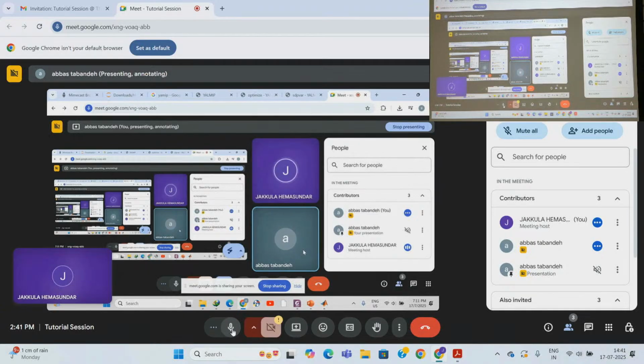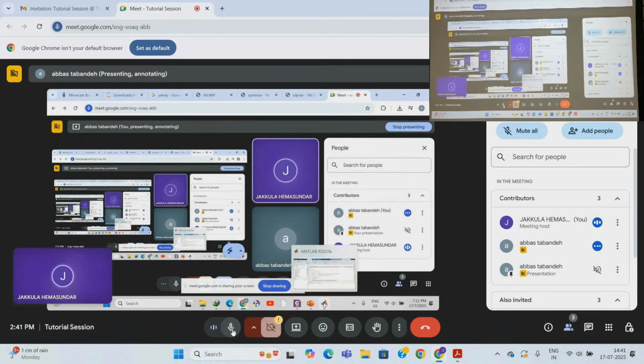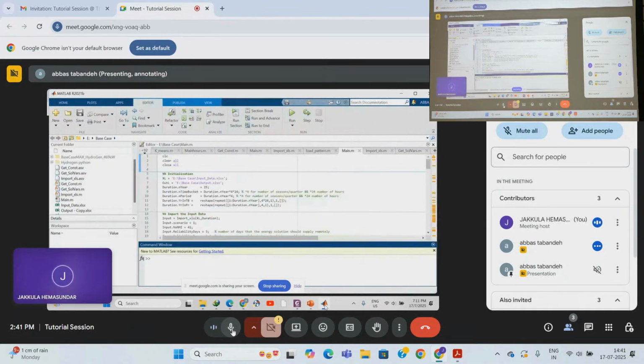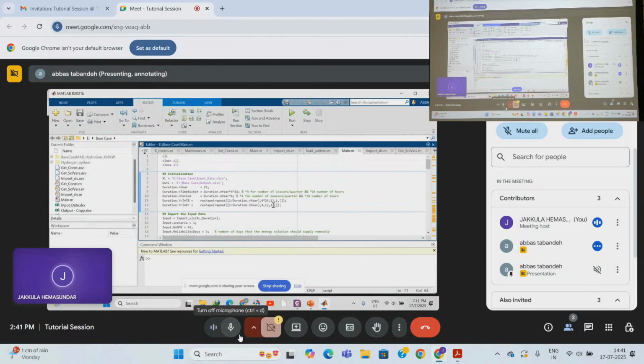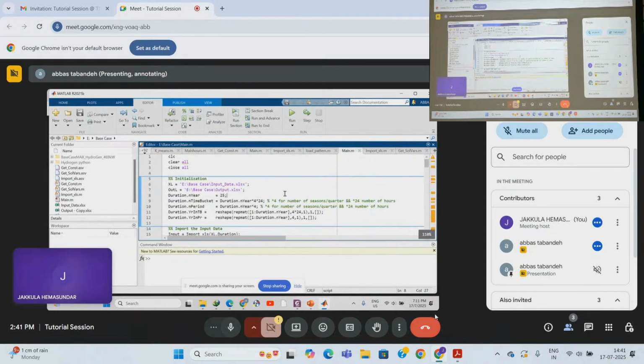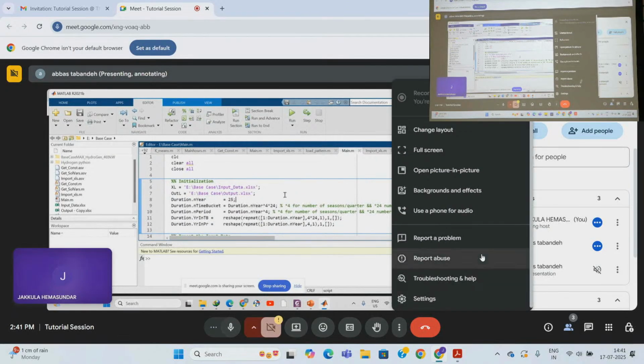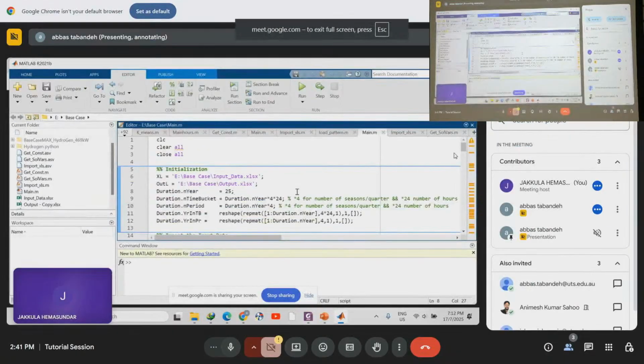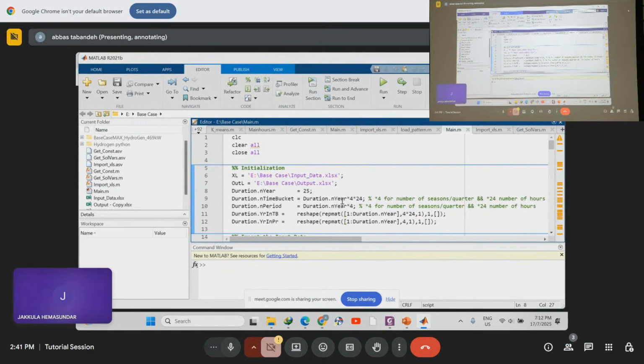Abbas, we can't see your previous screen. Can you open that MATLAB file? Yes, now it's better. You can talk now. Or maybe you can zoom in. Full screen, okay. I zoomed in. Yeah, please continue.